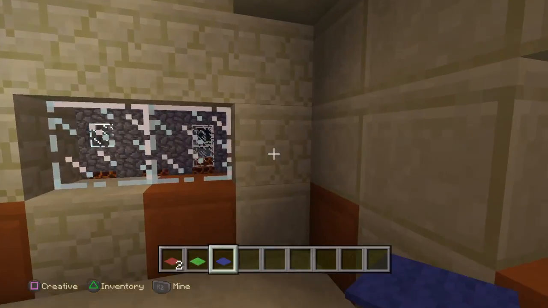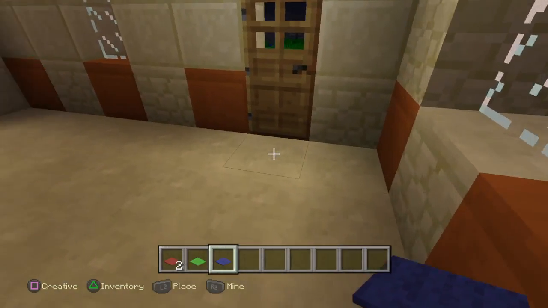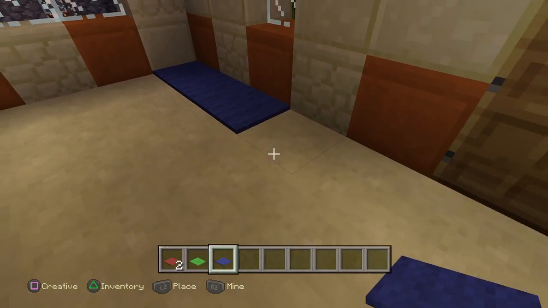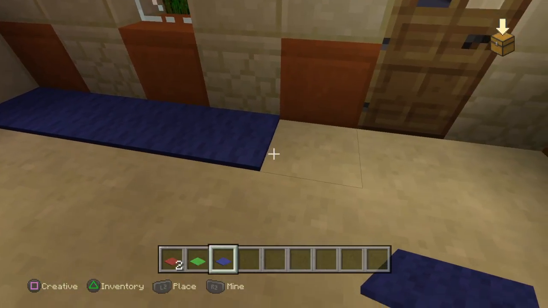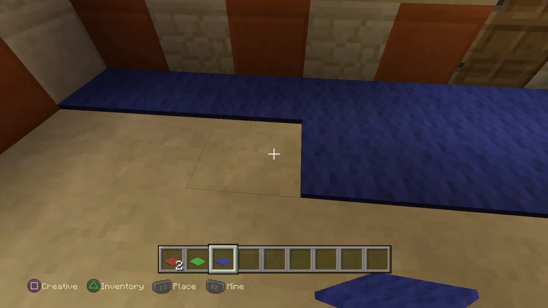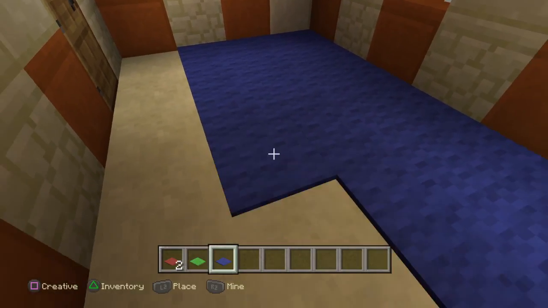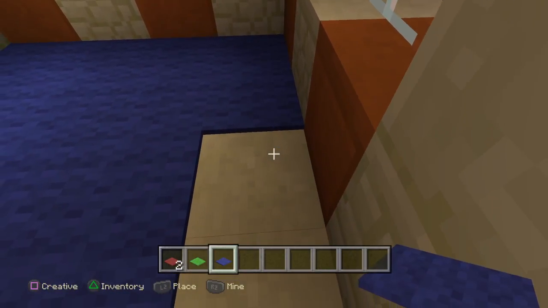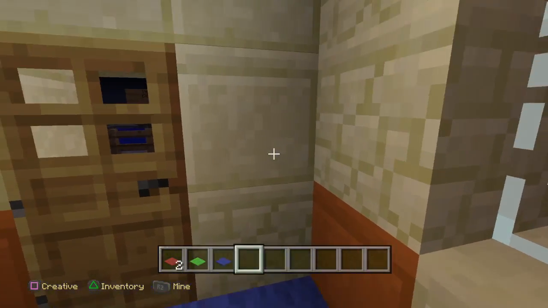7 times 4 will give us 28 units squared. And remember, we said it's got to be squares because when you start laying the carpet, you're laying it in squares. And if you'll count with me, it's 1, 2, 3, 4, 5, 6, 7, 8, 9, 10, 11, 12, 13, 14, 15, 16, 17, 18, 19, 20, 21, 22, 23, 24, 25, 26, 27, 28.